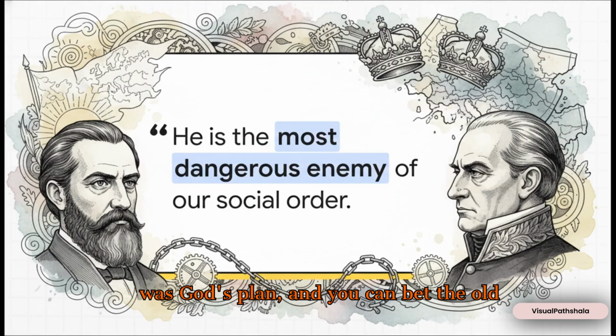And you can bet the old guard was terrified of him. The Austrian Chancellor Metternich, one of the most powerful men in Europe, called Mazzini the most dangerous enemy of our social order. And he wasn't exaggerating. He knew that if Mazzini's ideas won, his entire world of empires would come crashing down.